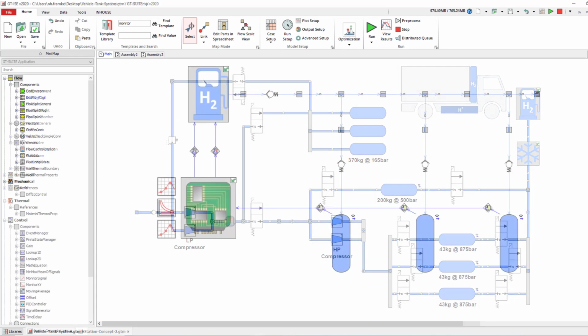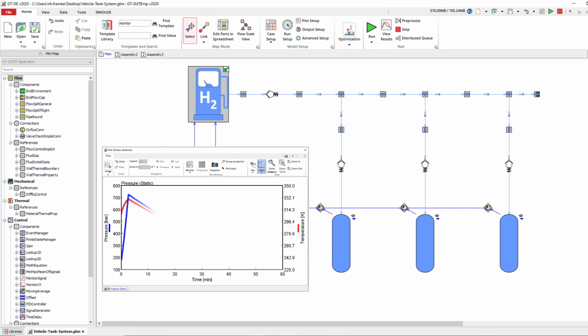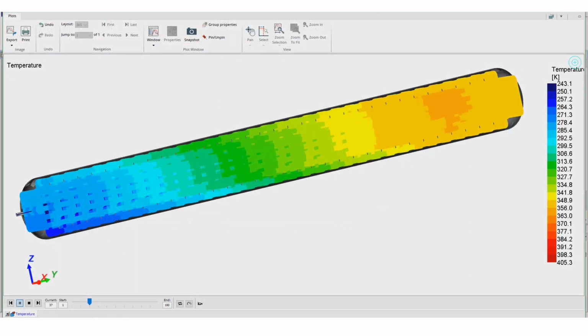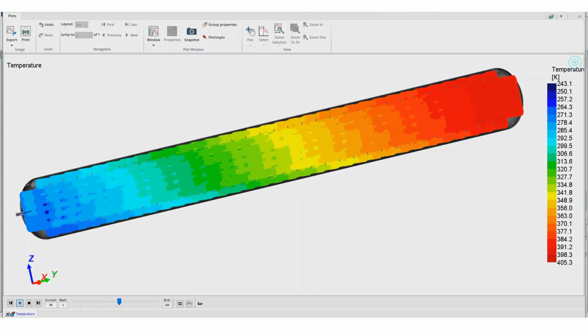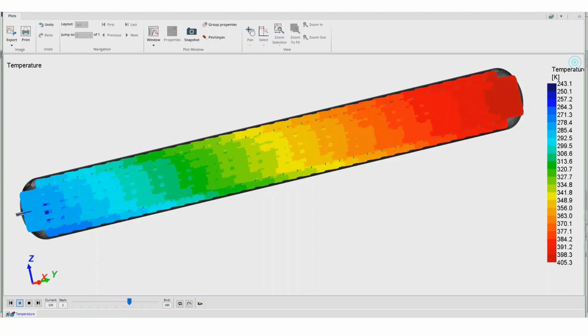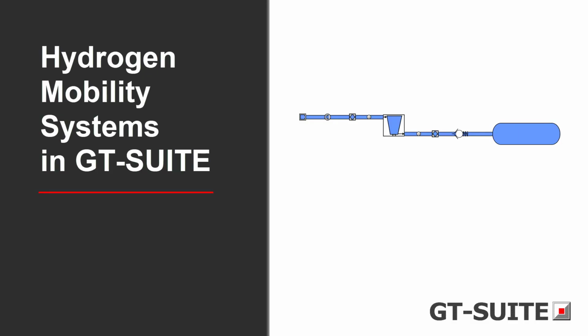When designing vehicle tank systems, GT Suite allows engineers to simulate gas and material temperatures during charging and discharging operations. GT's quasi-3D flow technologies enable engineers to assess tank design, sensor positioning, and control strategies prior to any hardware testing. GT Suite's integrated multi-physics simulation removes guesswork in the diverse landscape of hydrogen mobility options.